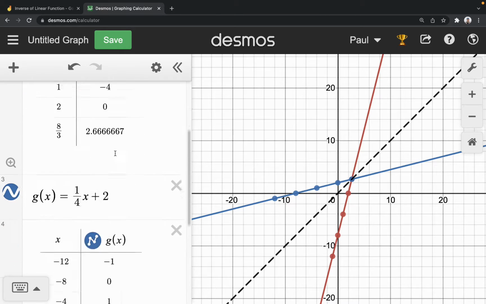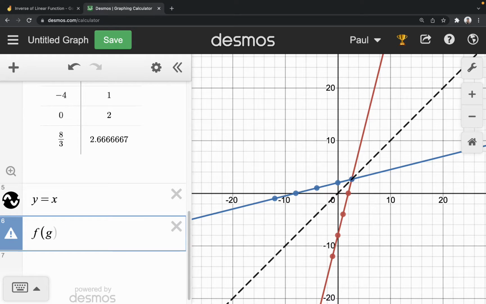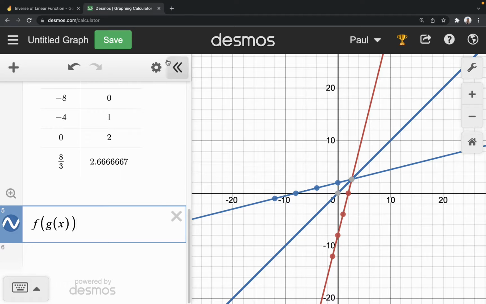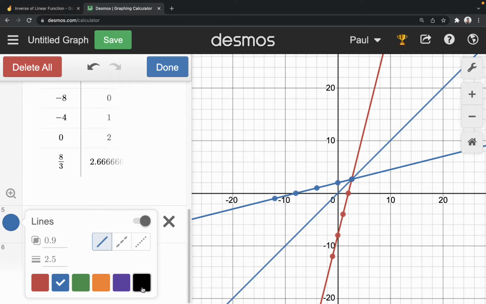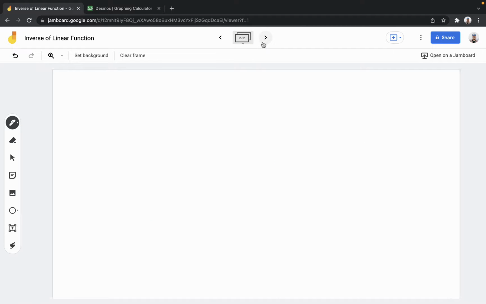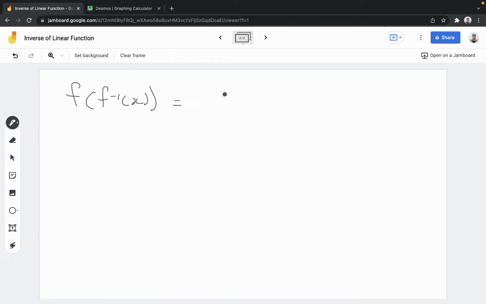Okay, the last thing I like to do is to plug the inverse into the function. This is the composition of the function and its inverse, and that will replace that y equals x line, because when I plug the function into the inverse or vice versa, it cancels out. For example, here's the inverse plugged into the function. The function is 4x minus 8.